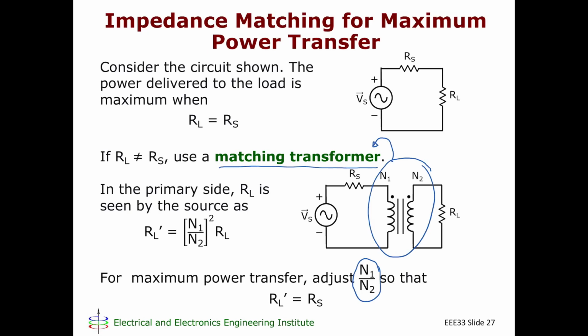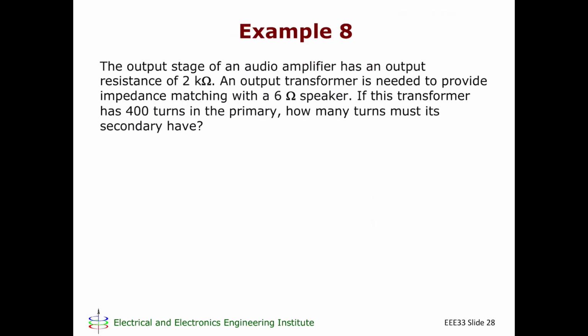Let's take an example. The output stage of an audio amplifier has an output resistance of 2 kilo ohms. So you have an amplifier, you're supposed to connect a speaker to that amplifier. The amplifier has an output resistance of 2 kilo ohms. You might think of this as the Thevenin resistance of the Thevenin equivalent of the amplifier. An output transformer is needed to provide impedance matching with a 6 ohm speaker.